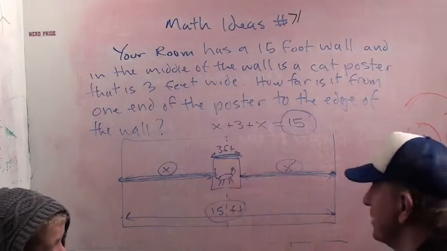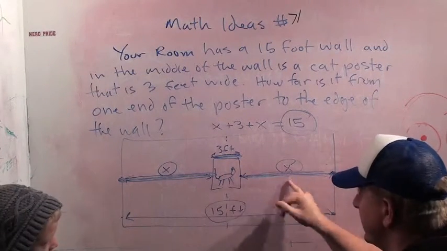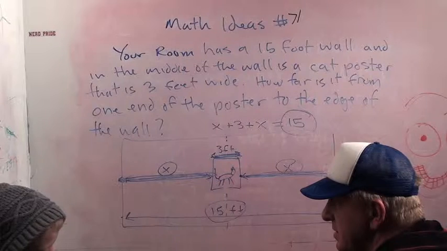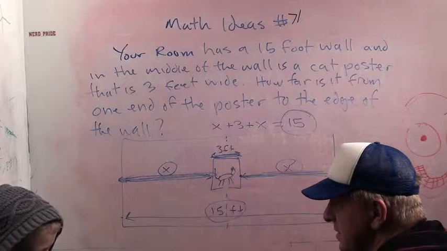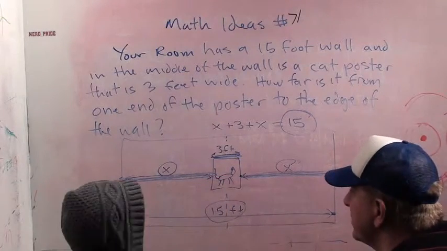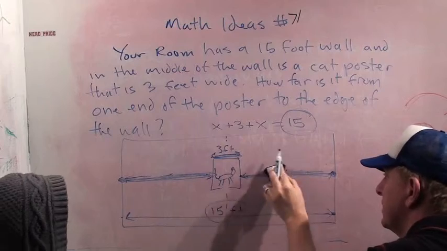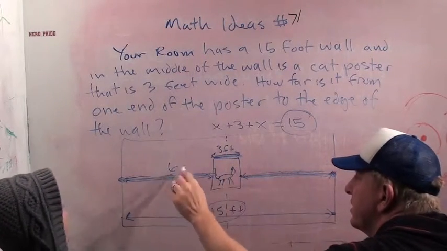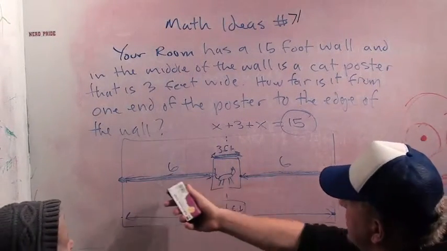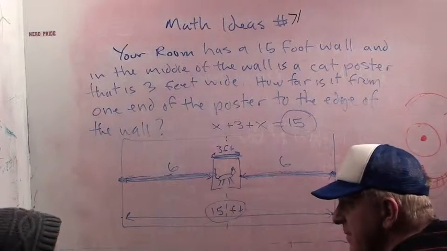6. 6! Let's try it. What's 6 plus 3? 9. Plus 6 is? 9 plus 6. 15. Yes. Okay, so now let's see if this makes sense. If we go 6, it's 6 feet from each side of that poster to the wall. So does that make sense or not?